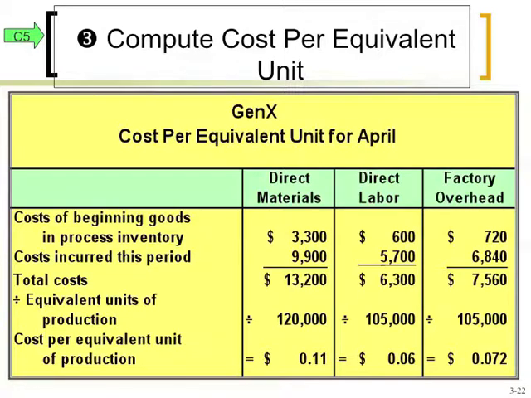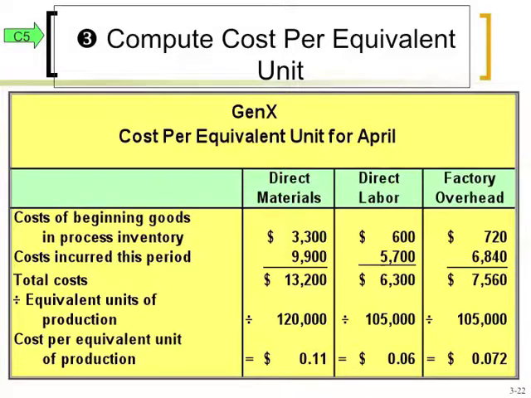And so what we do is we total up all the costs. We had $3,300 worth of beginning direct material. We added $9,900, so we have our total cost of $13,200. We divide it by the equivalent units of production, and we get our cost per equivalent unit of 11 cents. Similarly, we look at direct labor and factory overhead, and we get similar product cost equivalent to a full unit produced.